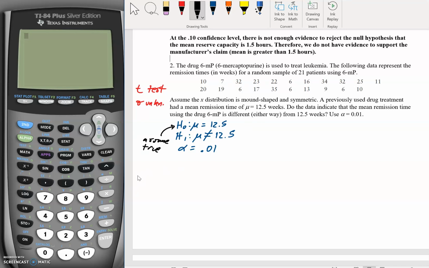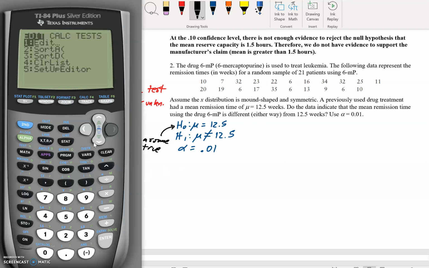So we have all of our data. We're going to go to stat, over to tests. We said, hey, we're using a t-test because I do not know sigma. So then I put all the data in, and it's in list 1. Now, the only thing I have to do is update my mu, 12.5. It's already referencing list 1 by default, but if you need to change that, go ahead. The alternate hypothesis, we want to make sure to change this to not equals, right? And then we're going to calculate.